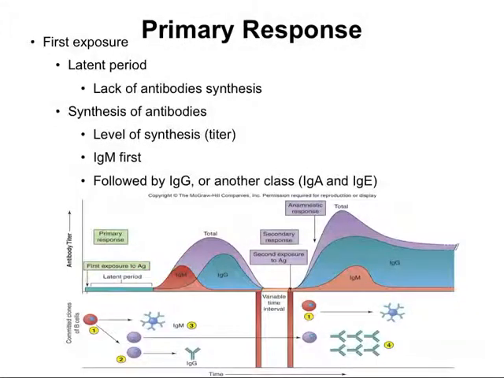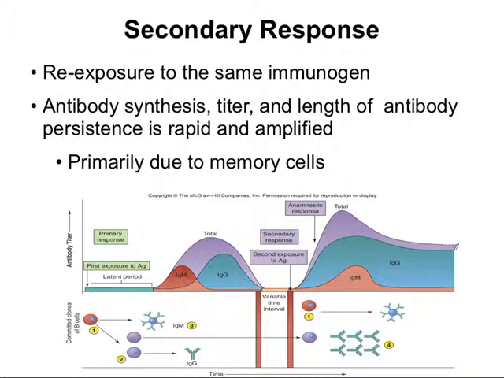And then our body may not see that antigen for some time. It could be weeks, it could be months, it could be years. But during the second exposure to that same immunogen, the antibody synthesis, the titer of antibodies, and the length of antibody persistence is rapid and amplified. You see that almost right away, everything kicks into play. IgM, IgG, and the total titer of antibodies in the blood just flies up.